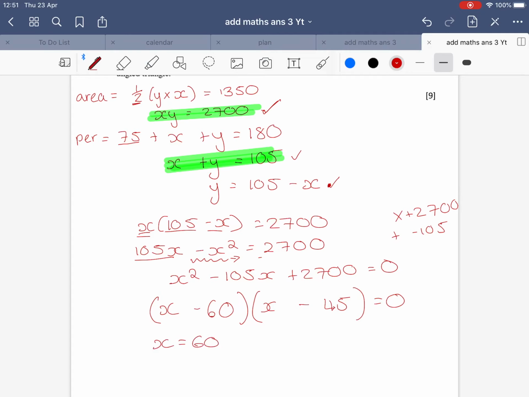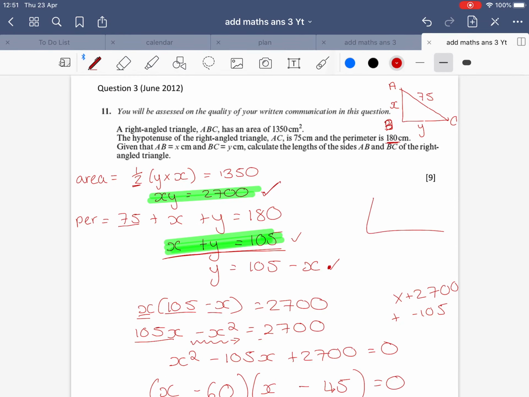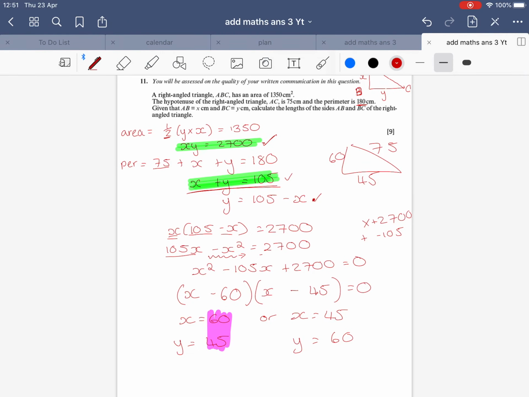So what does x have to be to make 0? x would have to be 60, or x would have to be 45. Okay, so now we need to work out our y. So if x plus y is 105, in this case, what would you add to 60 to get 105? 45. What would you add to 45 to get 105? 60. So your answers are 45 and 60 basically. You can kind of see, because it's a right angle triangle, they're giving you each side. So on your right angle triangle, one would be 75, this would be 60, this would be 45. And you could use Pythagoras to check that if you wanted to.